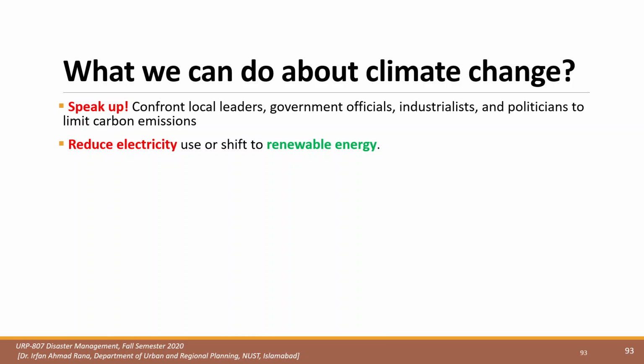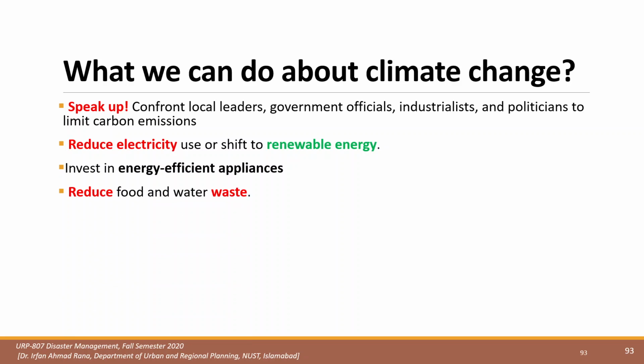Then we can reduce the use of electricity or shift towards more renewable energy sources, and invest in more energy efficient appliances. We should reduce food waste, as well as use water efficiently. We should not waste water, and that would save ourselves from the water crisis which is looming in the next 50 years. And then we should try to reduce, reuse and recycle, and shrink our carbon footprint in the environment. So that is another way of tackling climate change at an individual level.